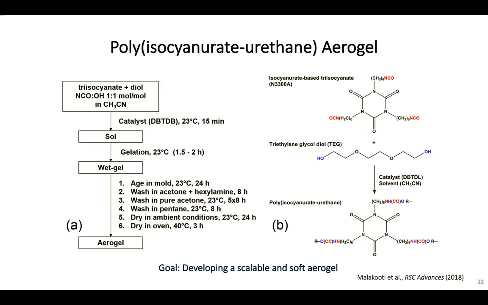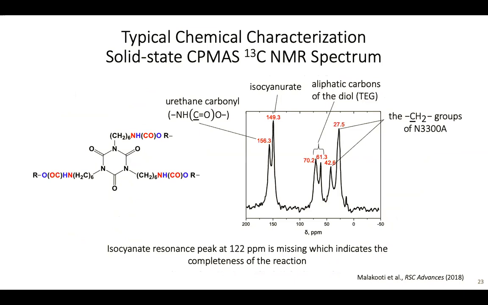I'm talking about TEG. The shorter diols, like ethylene glycol, EG, end up with a very entangled sample. Therefore, the aerogel, which is still the same chemical component, is very stiff, so the glass transition is high. However, if you use a longer diol, as what we did here, the aerogel ends up as a much softer material. That's what we wanted. We synthesized this aerogel at room temperature and dried it also under ambient condition. Typical carbon NMR can be used to show that the reaction is completed.